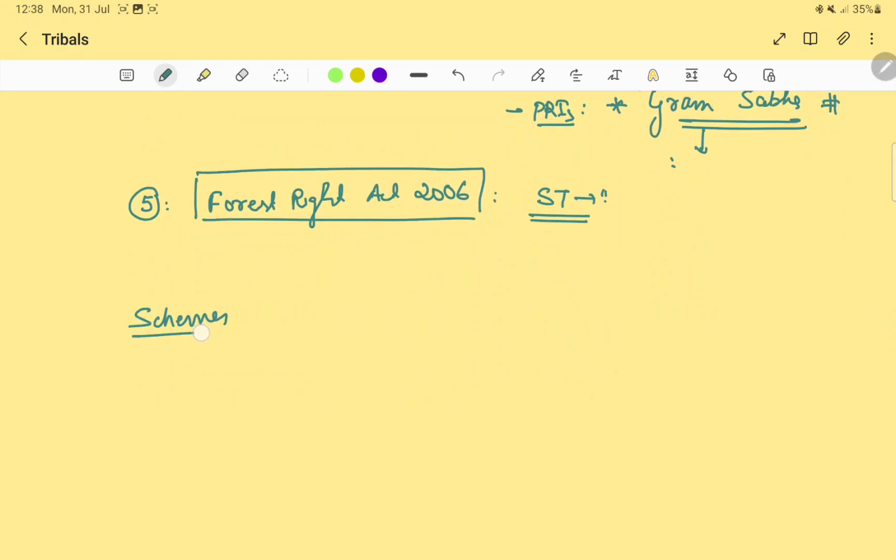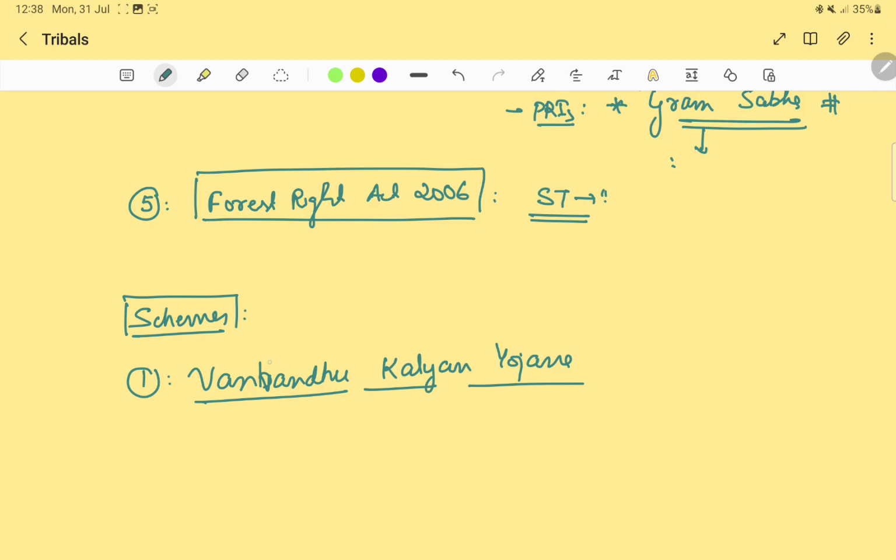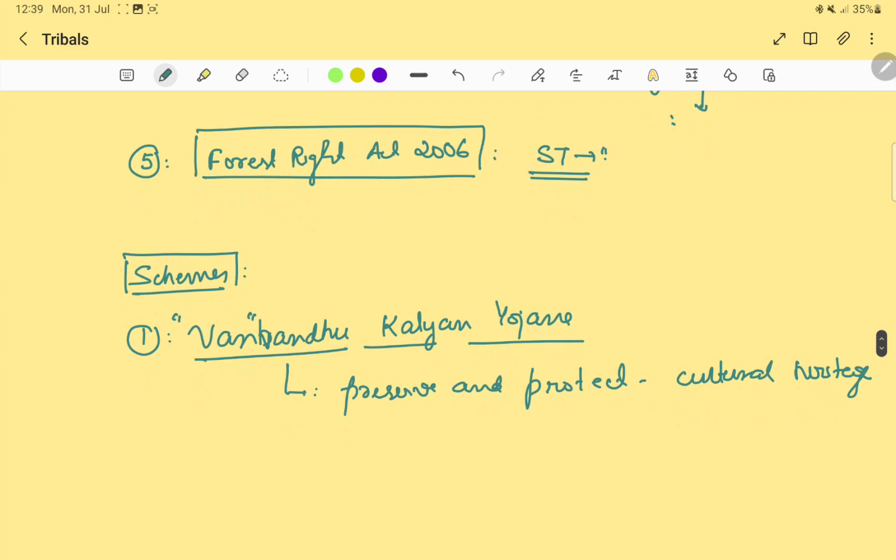If I may write the schemes with regard to it, we have the Van Bandhu Kalyan Yojana, which is to promote tribal development. Let me write it: Van Bandhu Kalyan Yojana. The name itself has a meaning: Van means jungle, that is the forest, and Bandhu means brother, those who are the brothers of the forest. The objective was to preserve and protect cultural heritage and promote sports.